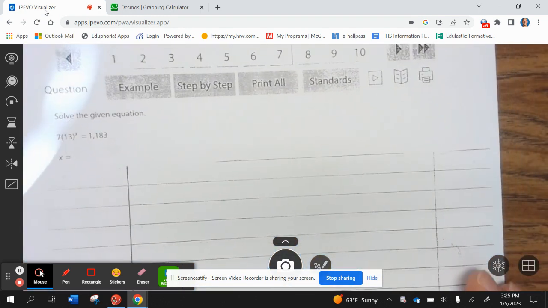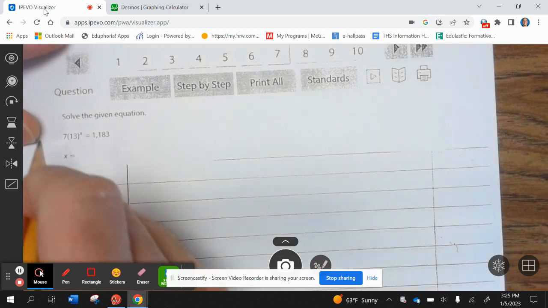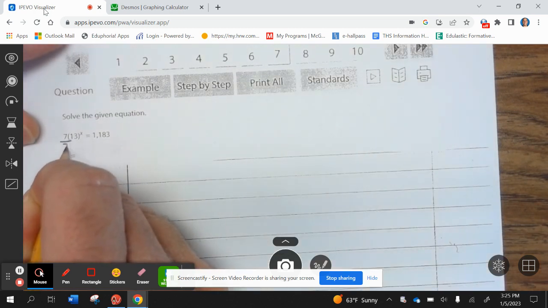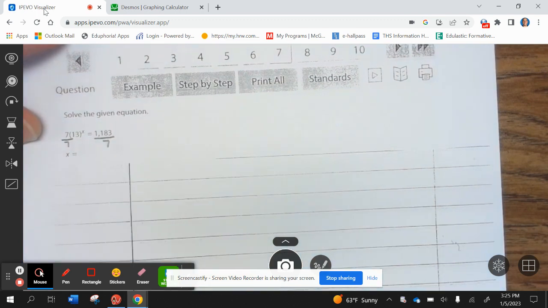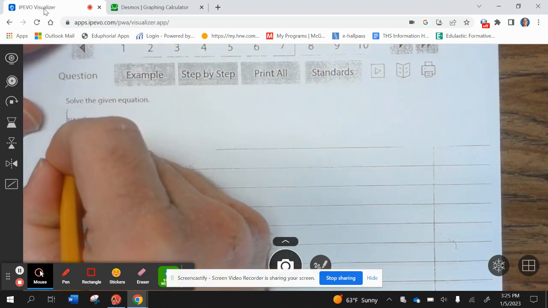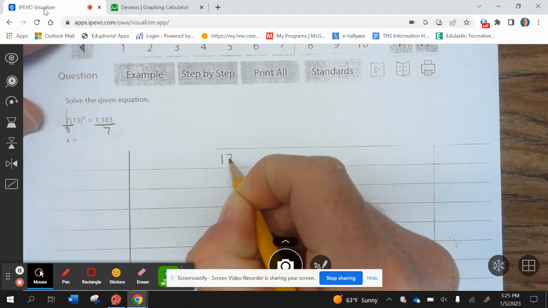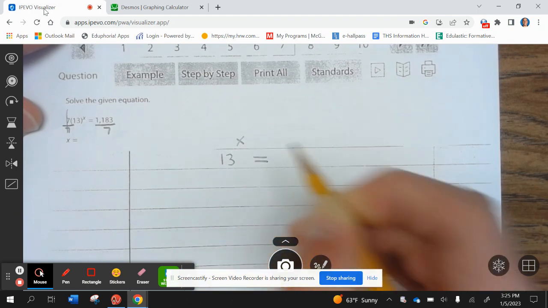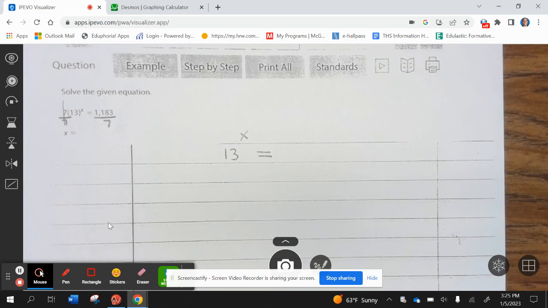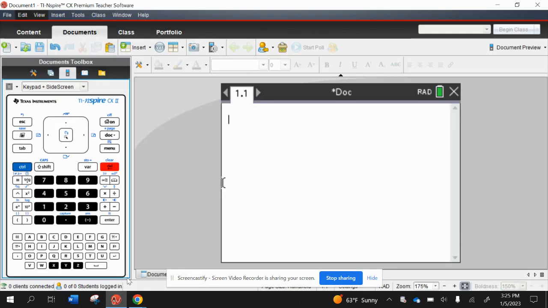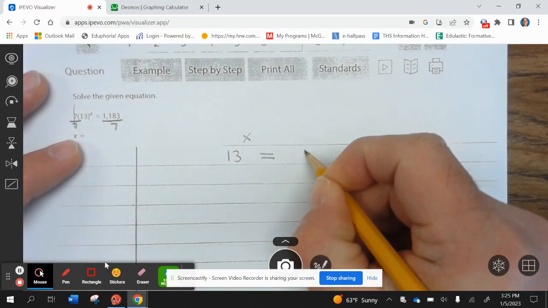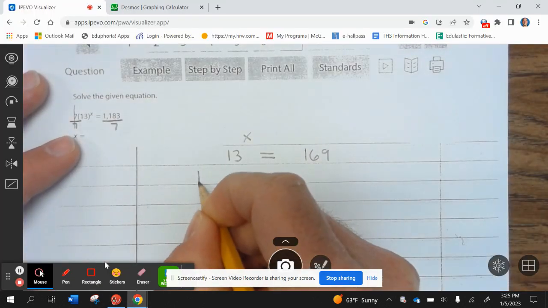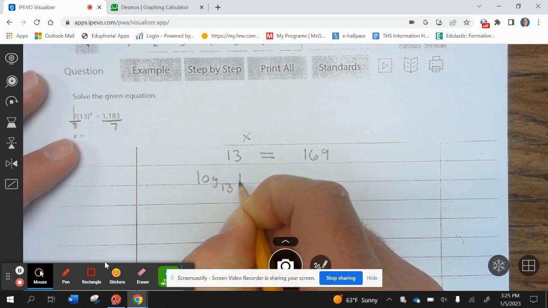All right, example 7. Okay, so it looks like the first step is we're going to divide both sides by 7. Well, 7 divided by 7 is 1. You have 13 to the x power equals, let's go ahead and divide this right here. So 1183 divided by 7 is 169. So now we're going to take log base 13 of both sides.